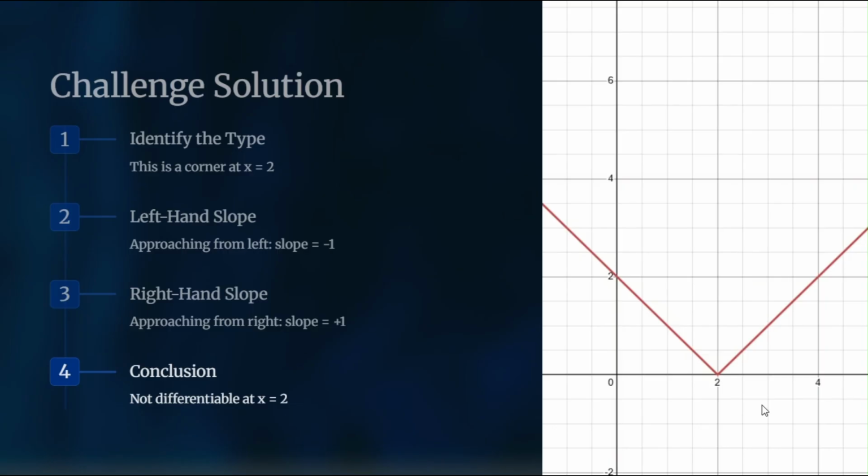Differentiability is fundamentally about smoothness in the graph. If the graph can be drawn smoothly with one stroke, the derivative exists. If the graph breaks, bends sharply, or shoots straight up, the derivative does not exist.